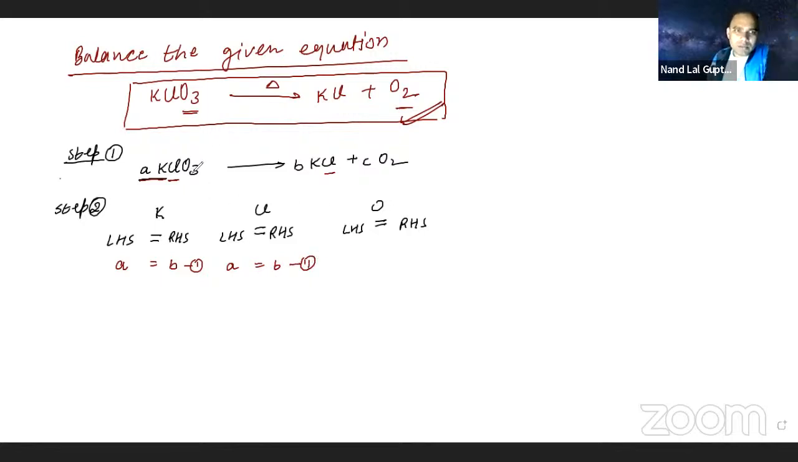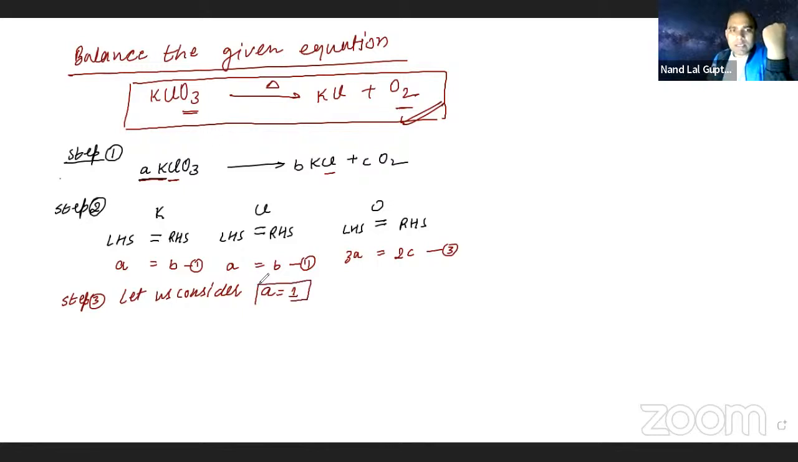Now oxygen, you see, 3 oxygen multiplied by A, that is 3A, and this side 2 oxygen multiplied by C, that is 2C. Equation number 3. Dear students, now let us solve this. Step number 3 here. Dear student, what can you do in this case? Let us consider A equal to, you can consider to be 1.